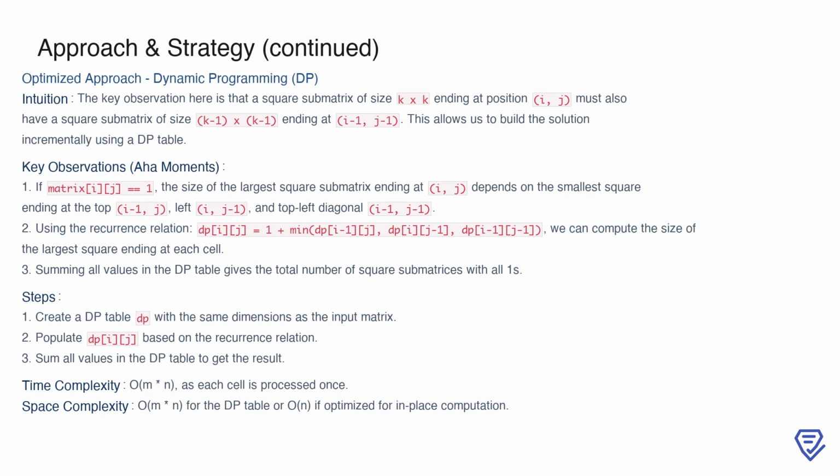To implement this, we initialize a dp table with the same dimensions as the matrix, populated according to the recurrence relation, and finally sum up the entries. This approach reduces the time complexity to O(m*n), as each cell is processed only once, and the space complexity is O(m*n) for the dp table, or O(n) if we optimize for in-place computation.